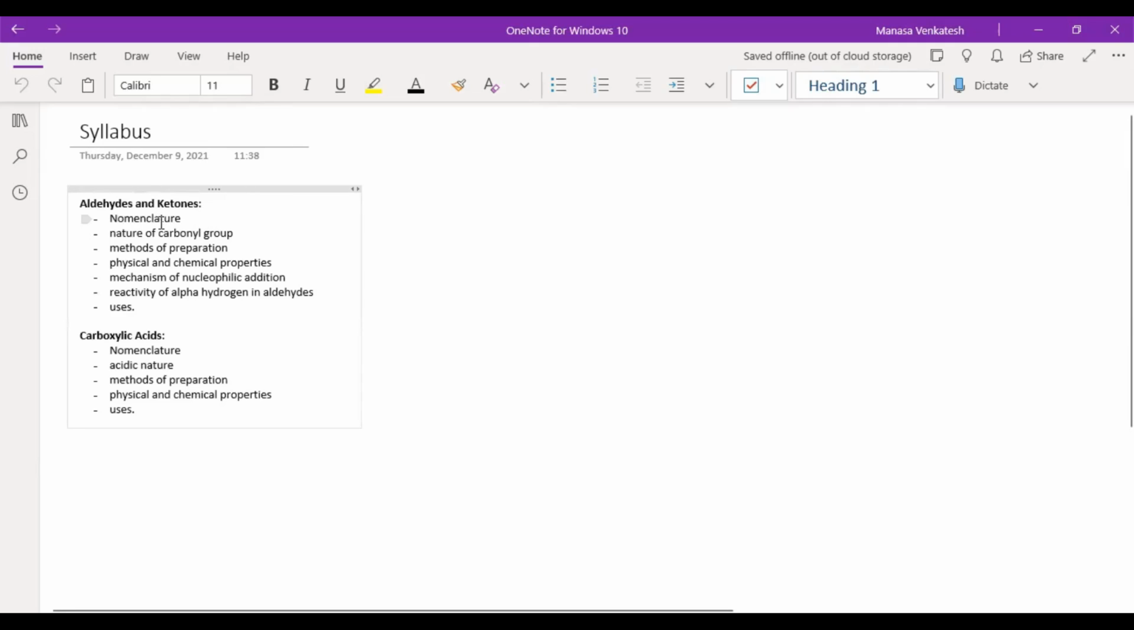So we start with learning about the nomenclature of aldehydes and ketones, followed by the nature of the carbonyl group and methods of preparation, physical and chemical properties, and the mechanism of nucleophilic addition, as well as the reactivity of alpha hydrogen in aldehydes. Carboxylic acids, on the other hand, again, we'll be learning about nomenclature, the acidic nature of carboxylic acids, and the methods of preparation, physical and chemical properties, and uses.